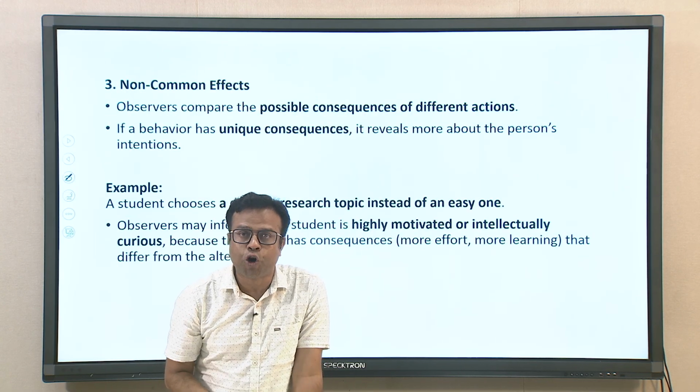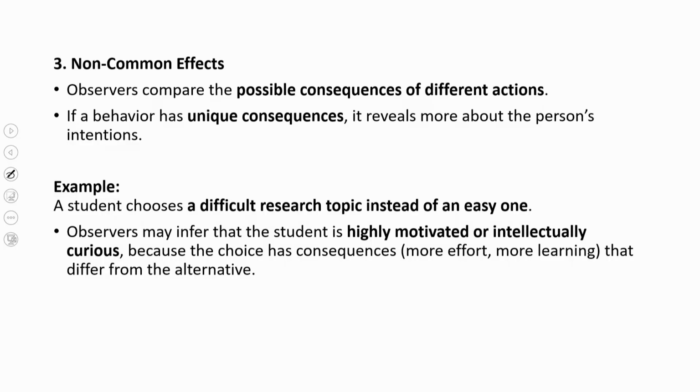The third reason is non-common effects. Observers compare the possible consequences of the different actions. So, what is the consequence of the actions? If behavior has a unique consequence, it reveals more about the person. If the behavior has a unique consequence, then it is more of a reflection of the person.